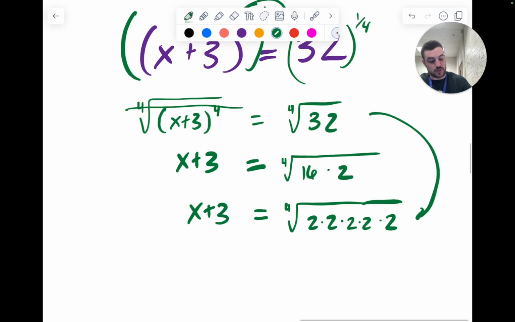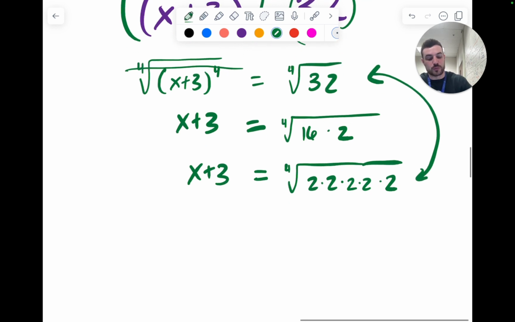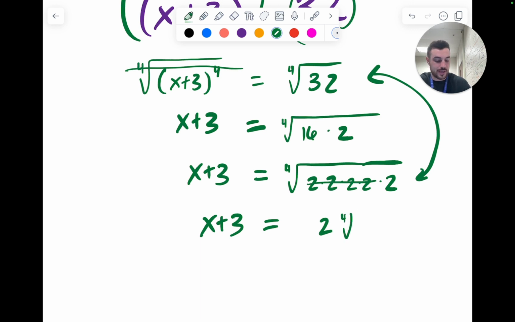So these two things are really equal here, and I am looking for groups of 4. That is what it's telling me. So I've got a group of 4 right there. So I'm left with x plus 3 is going to be equal to, I have 1, 2 that gets to leave, and that's where those 4 come into play. And I've got 1 that is stuck on the inside.